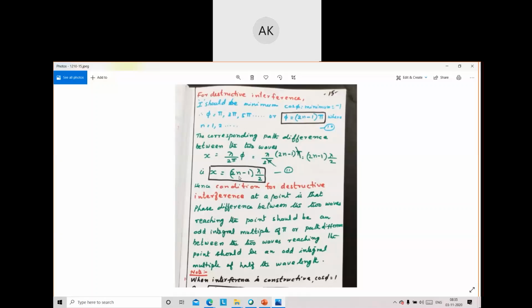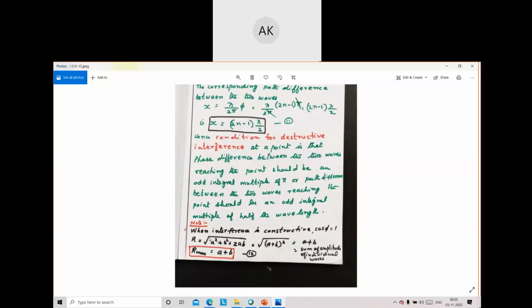If the path difference between the two waves coming from the two slits and reaching the point P is (2n minus 1) into lambda by 2, we get minimum intensity. Destructive interference takes place. In terms of phase difference, if the phase difference between the two waves is an odd integral multiple of pi, we get destructive interference or minimum intensity. That is written in words, and you can see the notes. So we have derived the conditions for constructive and destructive interference, very important.